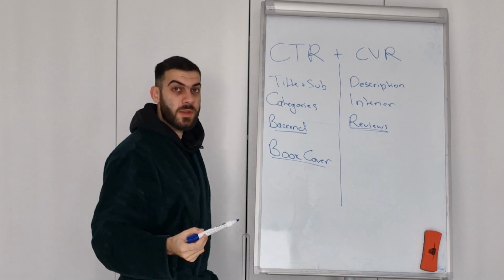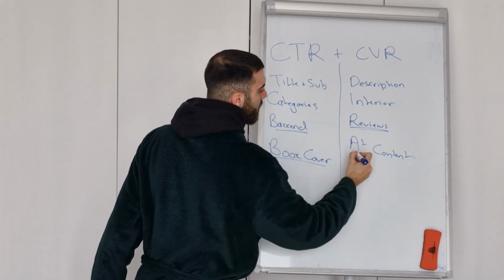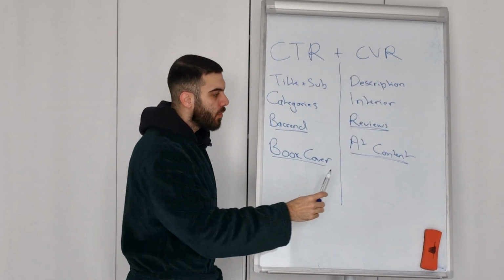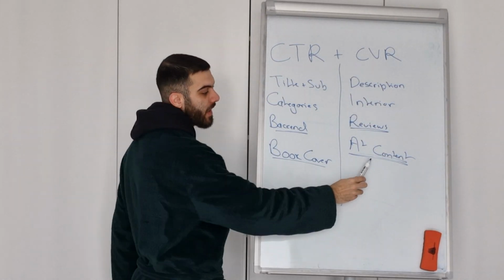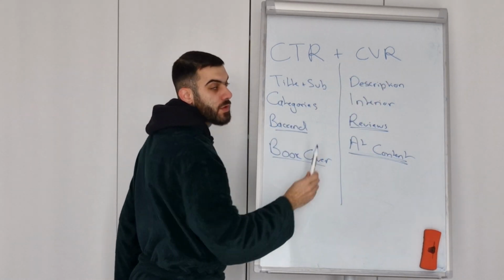Now, there's one final thing that you can do, and that's add A+ content. You can only see A+ content after you click on your book, which is why it's for your conversion rate. If you put in all the psychological triggers, design it effectively, and use the correct copywriting, then A+ content is going to increase your conversion rate drastically.